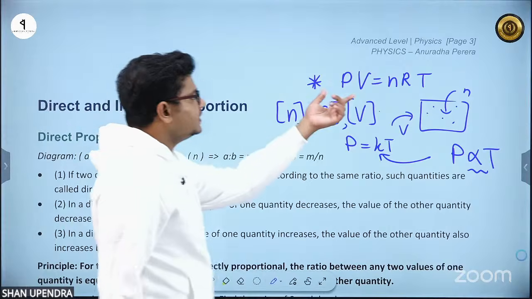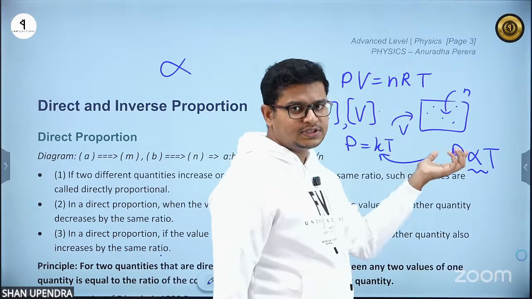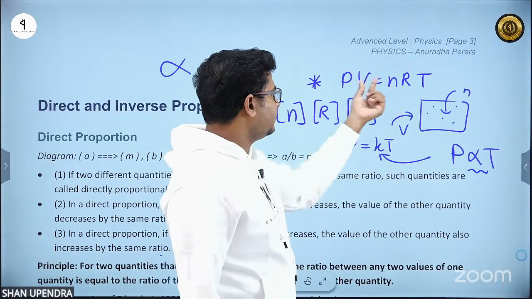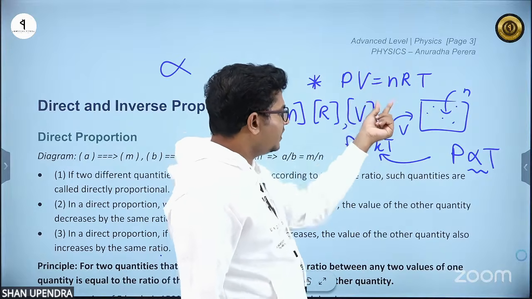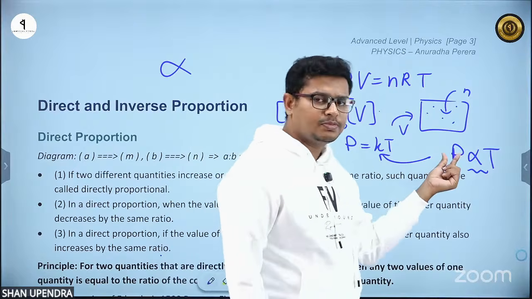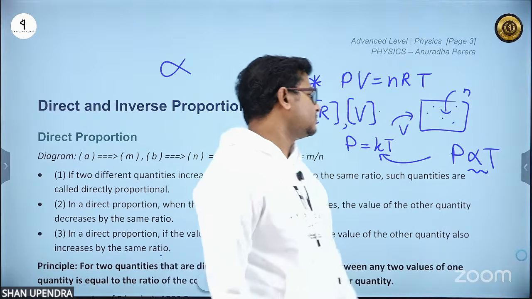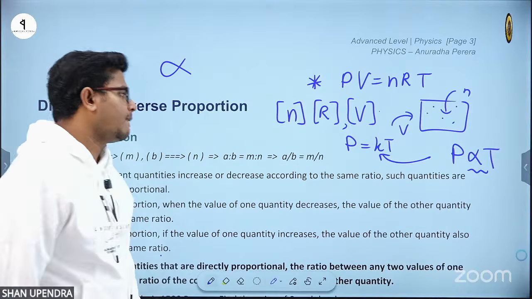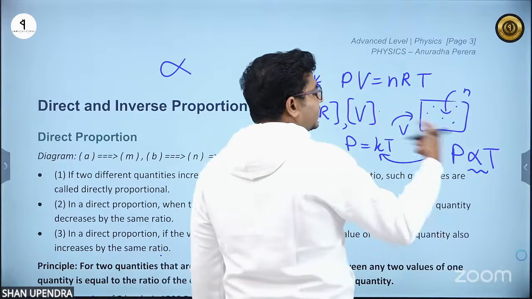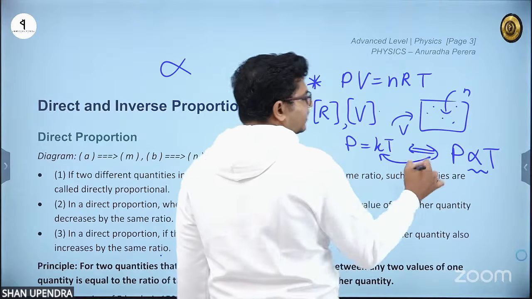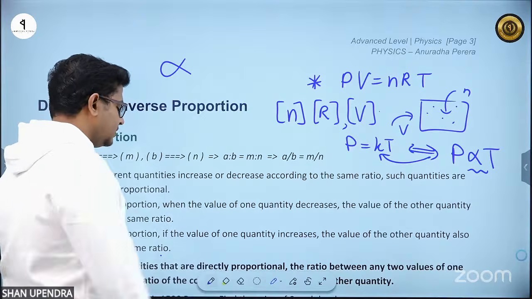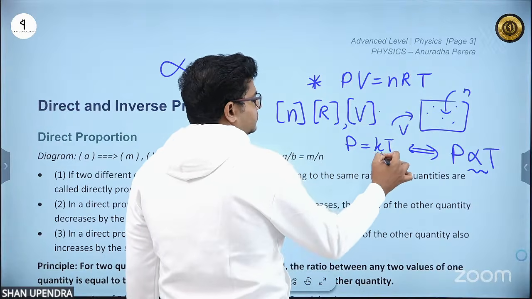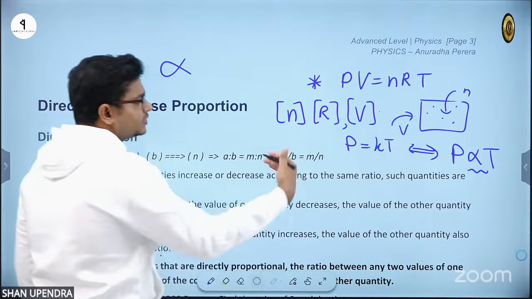So without using this equation, when there is a question, if you identify all the other things are constants, PV equals nRT, but V is a constant, n is a constant, R is a constant, then we can represent P directly proportional to T. You can remove this K. But if you want to make it an equation again, you can add that K. K is just a proportional constant.